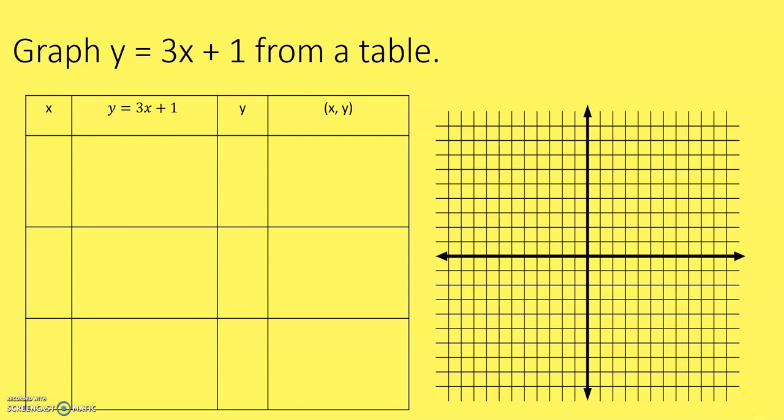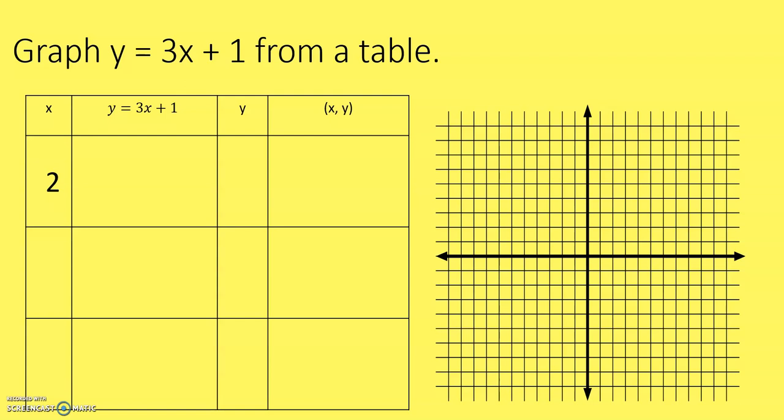Looking at our table, we have our x column. We have our column where we will substitute the x value into the equation, a column where we will record our y value, and then we will write our ordered pair x comma y. We're going to start with the x value of 2. We can choose any x value we want.